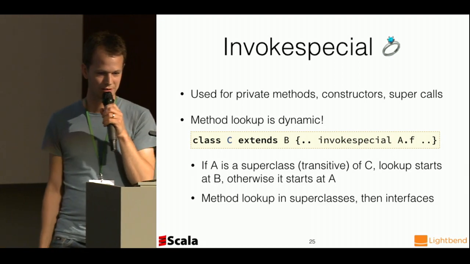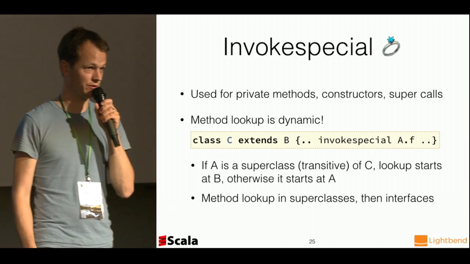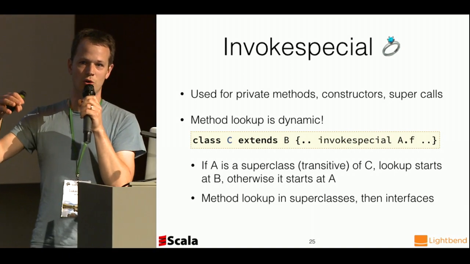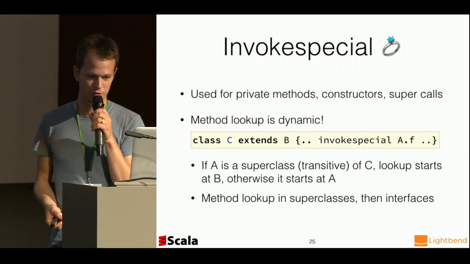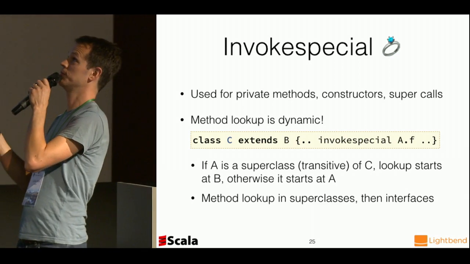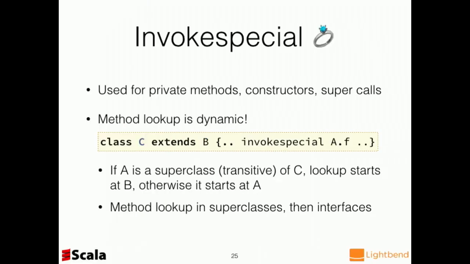Good. So we're going to talk a little bit more about super calls. If you want to call a specific method from one of your parent interfaces, how do you translate that to the bytecode? Let me first give a quick overview of Invoke Special. Invoke Special is used for 3 cases in bytecode. It's used for invoking private methods, for constructors, and for super calls.